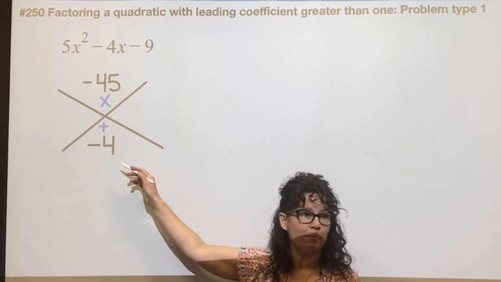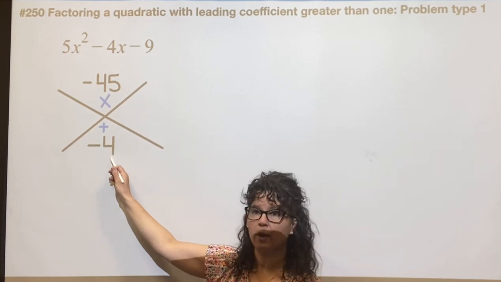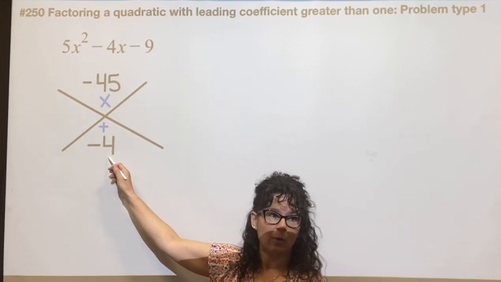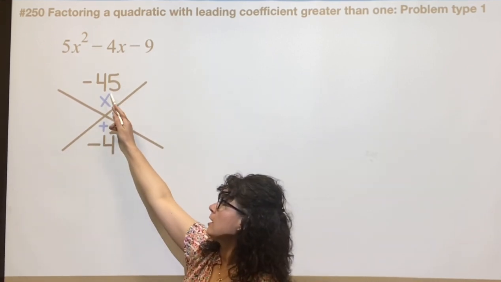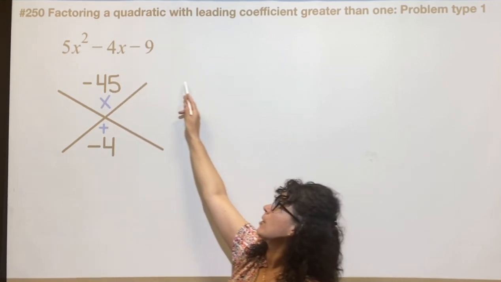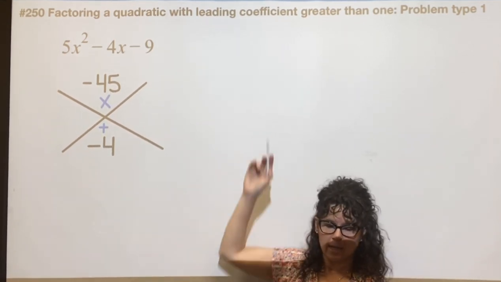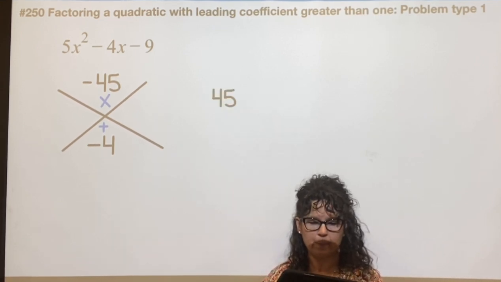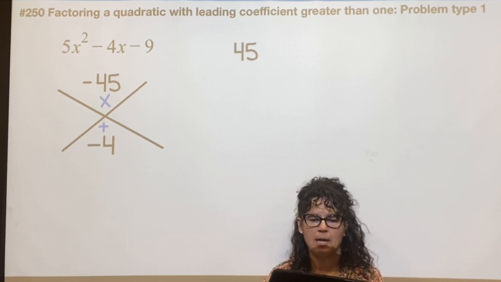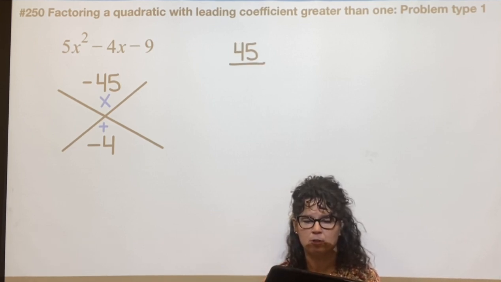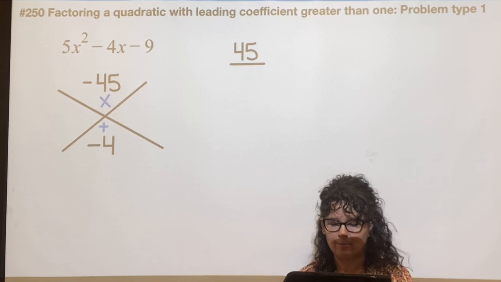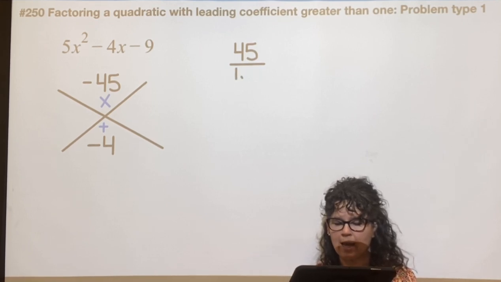This is your hardest step, thinking of the numbers that multiply to get negative 45 and add up to negative 4. Now, some of you can think of that right away, but anytime you're stuck, you take the positive version of this number, write it off to the side, and list all of the factor pairs. So I'm going to take 45, jot it down, and I'm going to start listing everything I can think of that multiplies together to get 45. If I'm systematic, I'm going to start with 1 and the number itself, so 1 and 45.